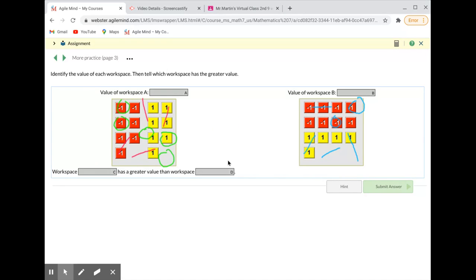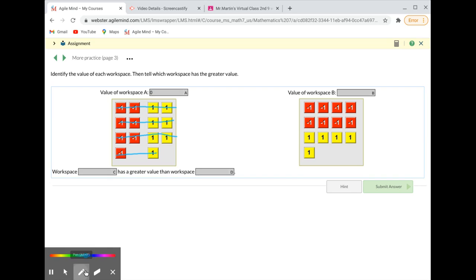Rachel, try this one. Identify the value of each workspace, then tell which workspace has a greater value. What do I need to do, Rachel? You need to cancel out what you can. All right, so let's do that. So those would cancel, those would cancel, those would cancel. Wow, and these would cancel. So what is workspace A? 0. Good job, Rachel. What's the value of workspace B?